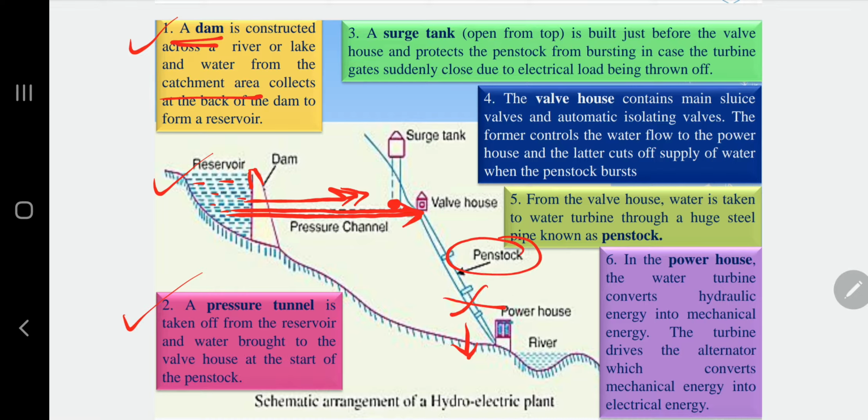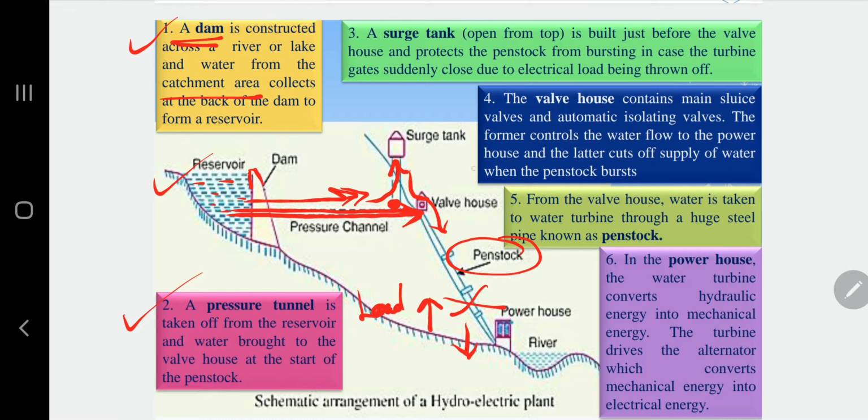To avoid this dangerous situation, an opening is provided in the tunnel, which is at a high level. So the water will be stored inside the surge tank during this low load period. And when the load comes back, or the load increases, the water stored inside the surge tank will go towards the penstock.